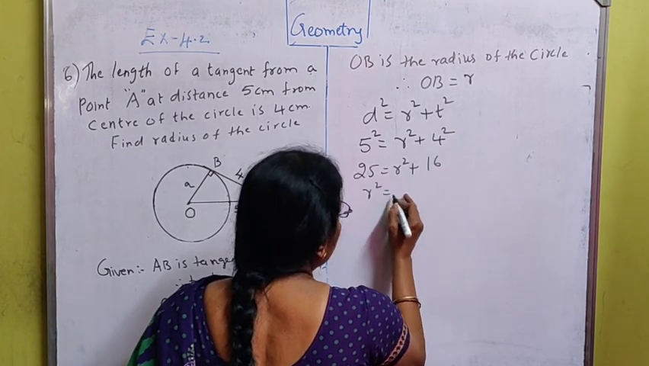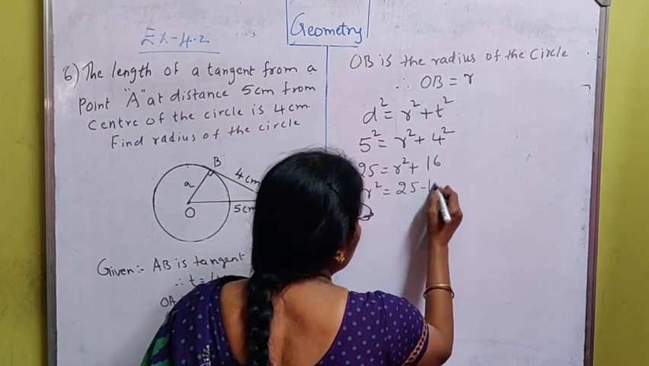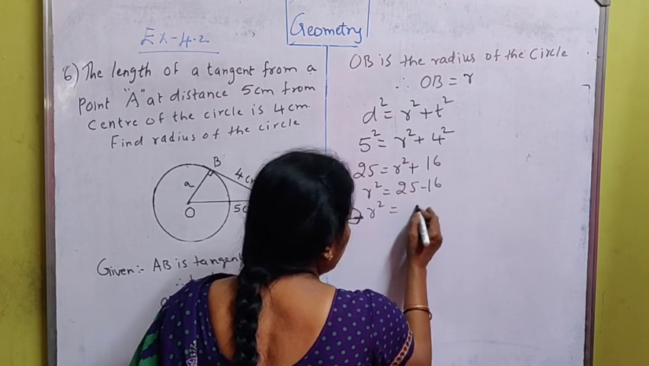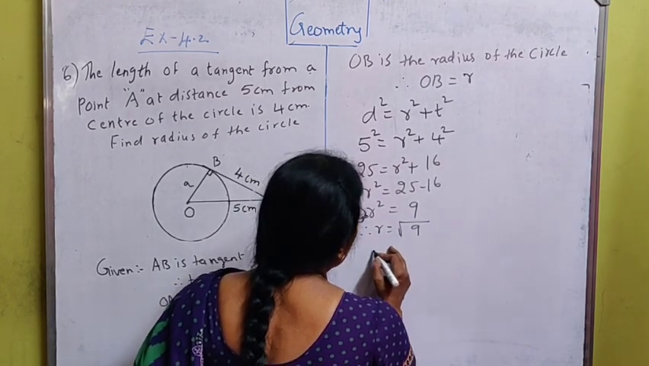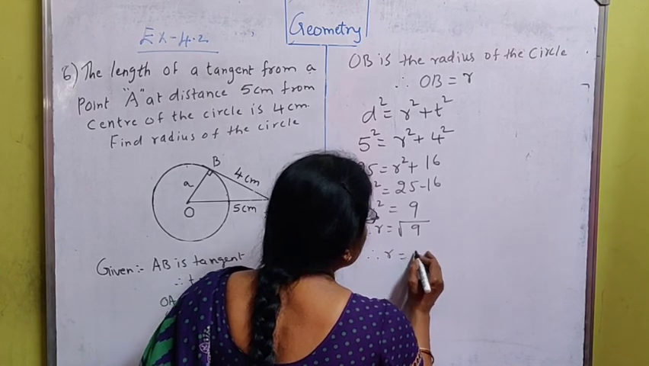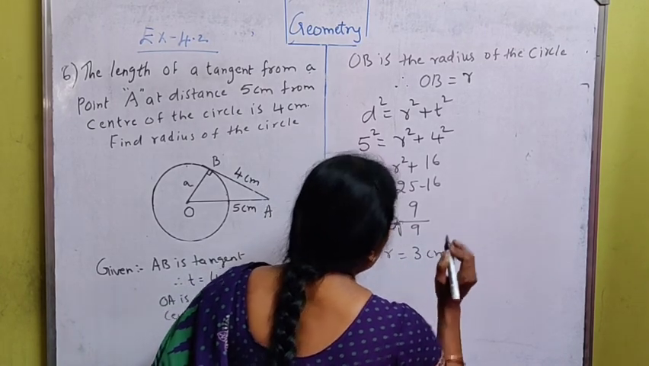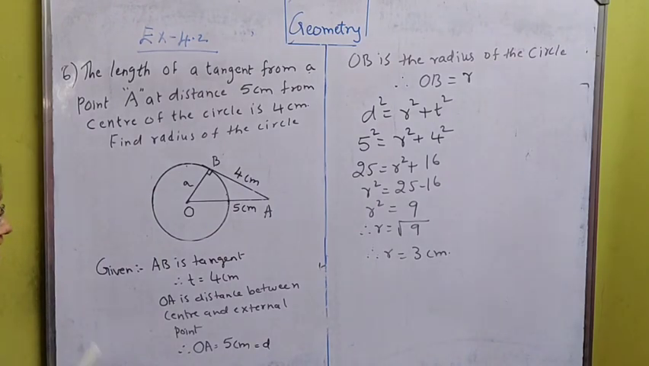So R square is equal to 25 minus 16. R square is equal to 9. Therefore R is equal to square root of 9. Therefore R is equal to 3 centimeter. So the radius is 3 centimeter.